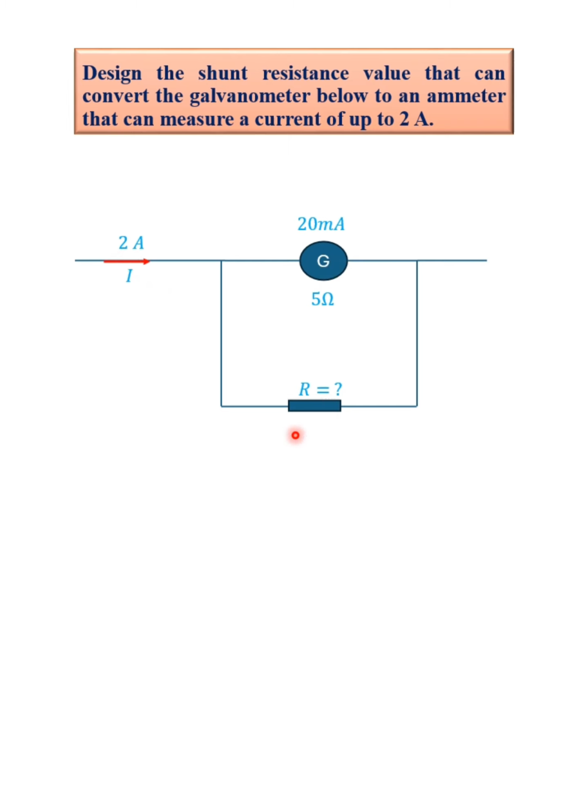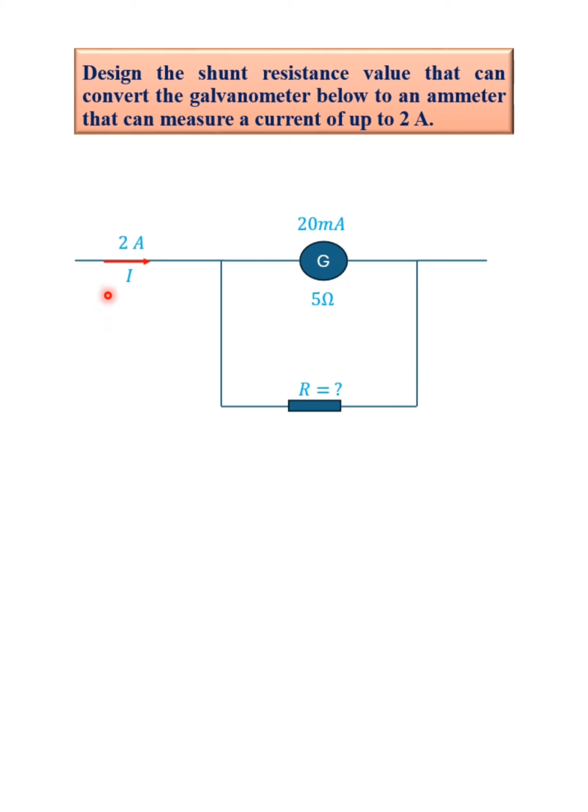Now, how do we calculate for R, or how do we design for R? That's what we are looking at. If you do not understand why we are connecting a shunt like this, then you need to watch my previous video. The link to the video is in the comment section. There you will understand why we are making this connection across the galvanometer.